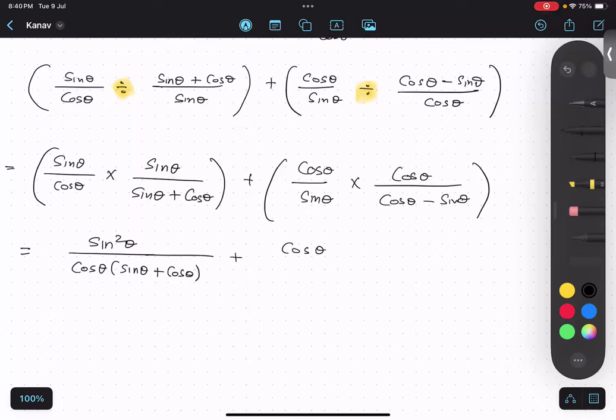Plus cos theta upon sine theta cos theta minus cos square theta. Yeah, cos square theta and sine theta over here. Any doubt? No, as of now? So over here, is there anything common? Cos theta minus sine theta, cos theta plus sine theta. If I take the LCM once again, in that case only.